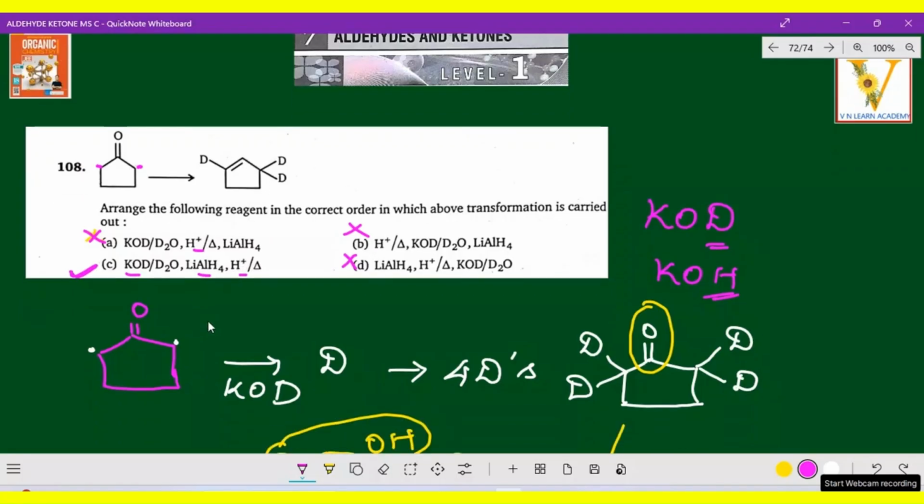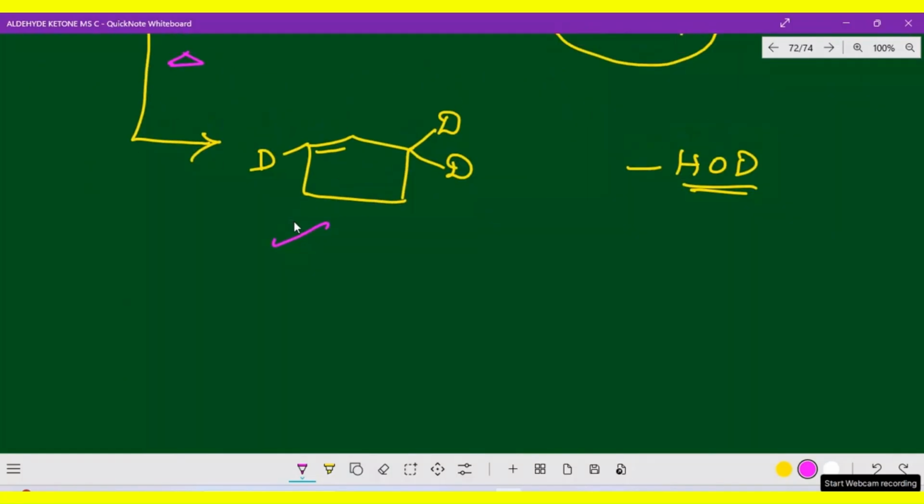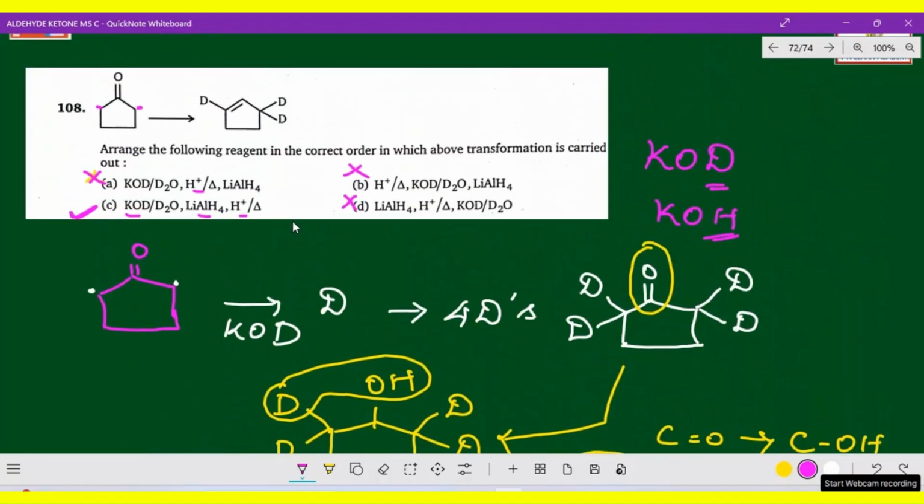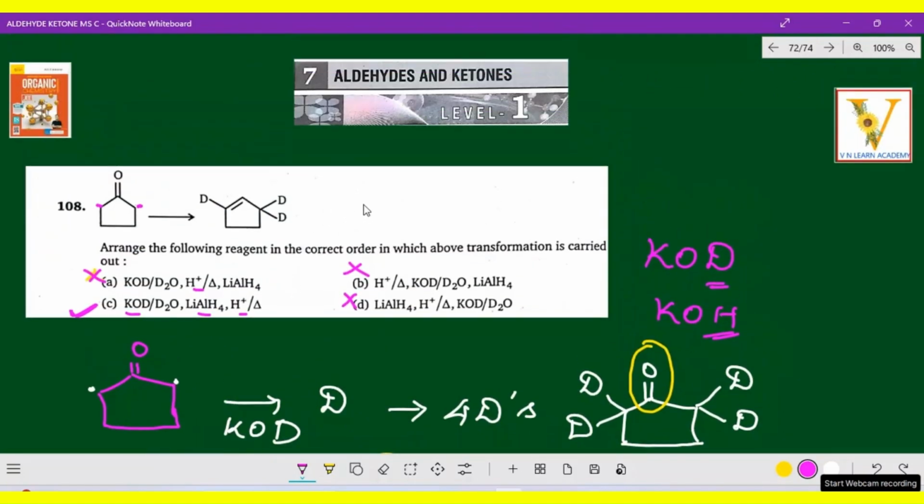See, a double bond is there, and here also a double bond is available. See how nicely they are bringing the questions now. Seriously, very interesting, and this is the way they ask in JEE Mains also. Come on, let us go to the next question.